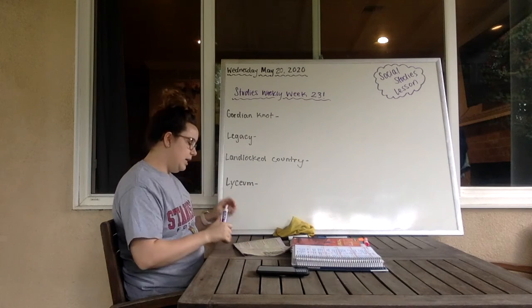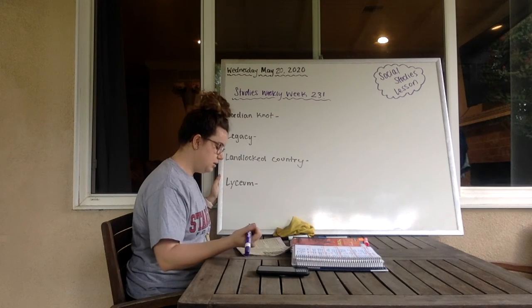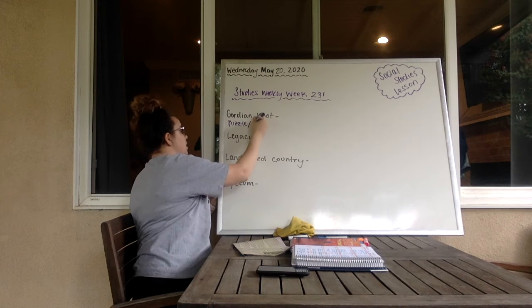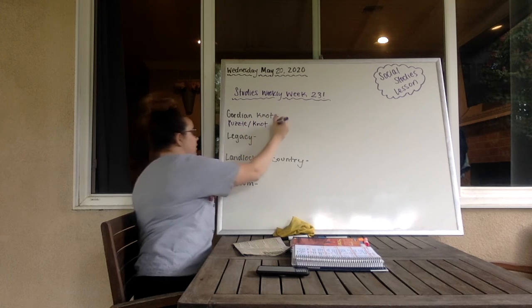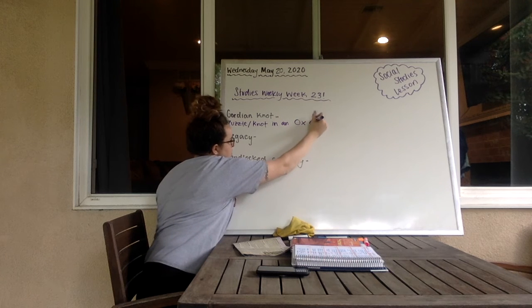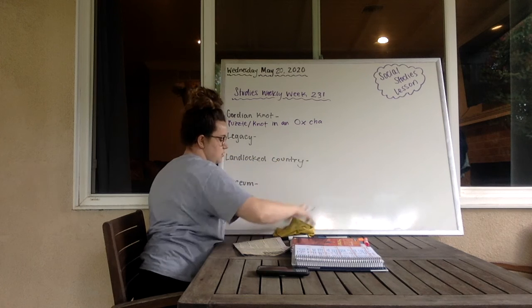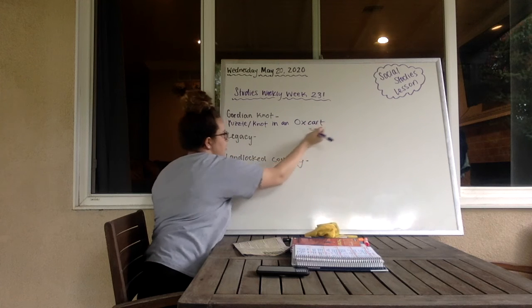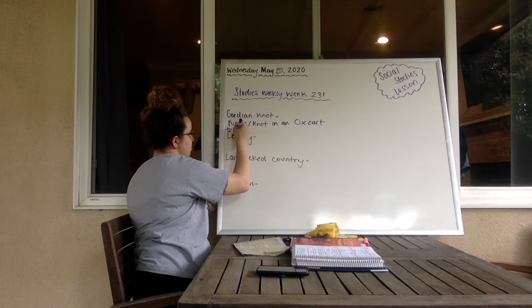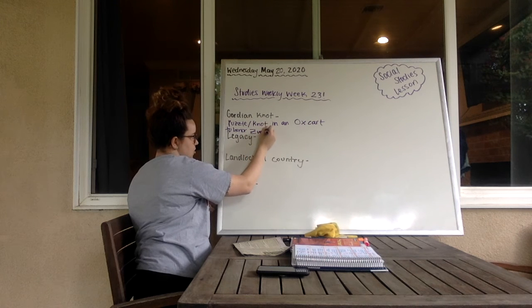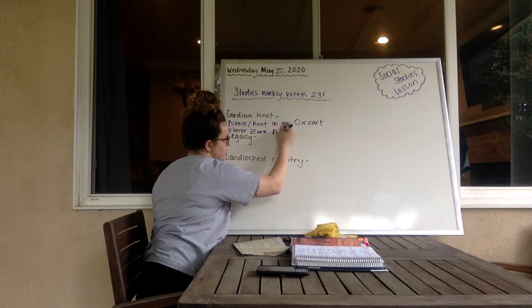So I'm going to write the Gordian knot was a puzzle / knot in an ox cart. Ox cart to honor Zeus. And I'm going to say Alexander the Great solved the puzzle.